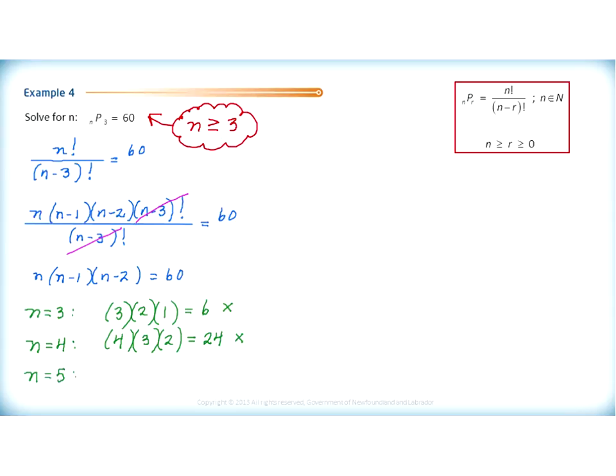So then we could try n equals 5. You would have 5 times 4 times 3. 5 times 4 is 20, times 3 is equal to 60. Therefore, we know that n must equal 5.